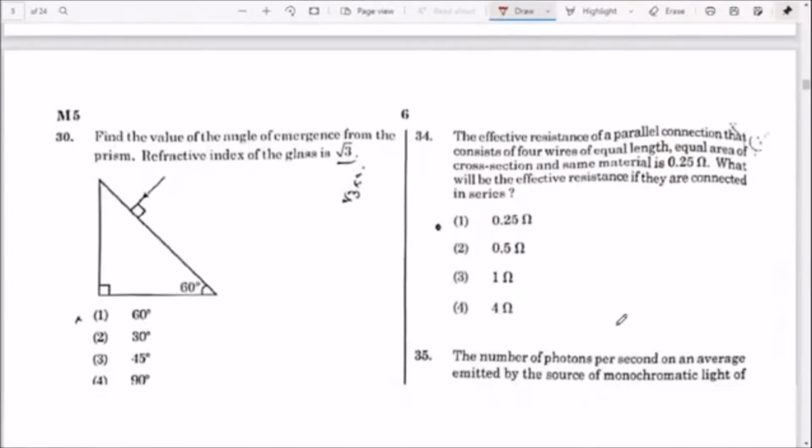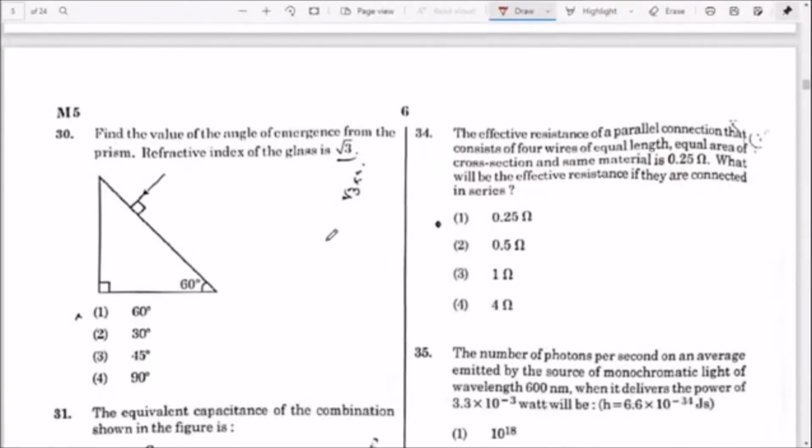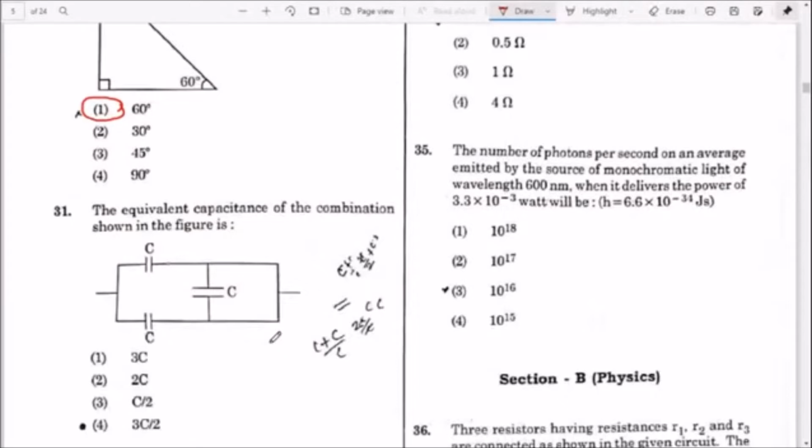Next, question number 30. Find the value of the angle of emergence from the prism. Refractive index of the glass is... option number 1, 60 degrees. Yes, it is nothing but 60 degrees. Option number 1 is the correct option, students.